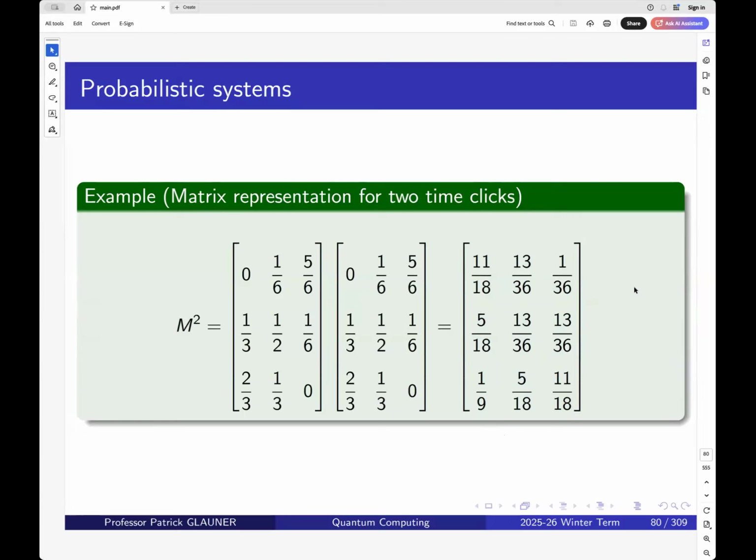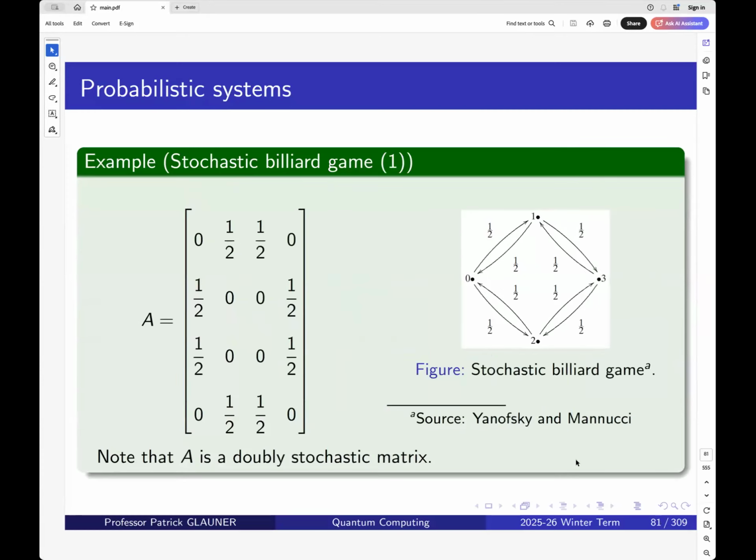which is always required, because if the matrix was not doubly stochastic, we wouldn't be dealing with a proper probabilistic system. Remember, doubly stochastic means each row must add up to 1 and every column must add up to 1.